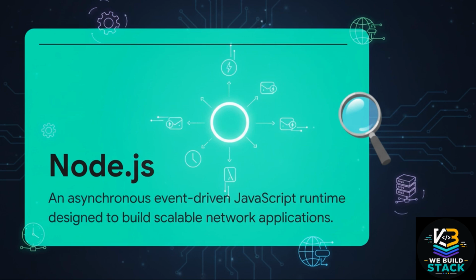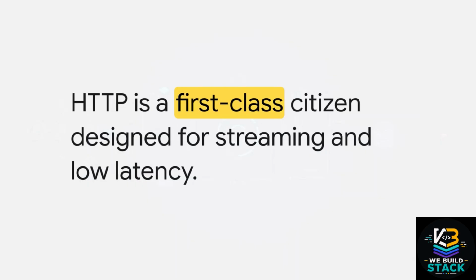But here's the brilliant part. If there's no actual work to be done, Node just goes to sleep. It literally just sleeps, which saves a ton of system resources. And when you build on that runtime, it's honestly fascinating how it handles the web. HTTP is a first-class citizen here. It was designed right from the ground up with streaming and incredibly low latency in mind. This specific architectural choice is exactly why Node is so perfectly suited to serve as the absolute foundation for modern web libraries and frameworks. It is built for continuous, high-speed data flow.